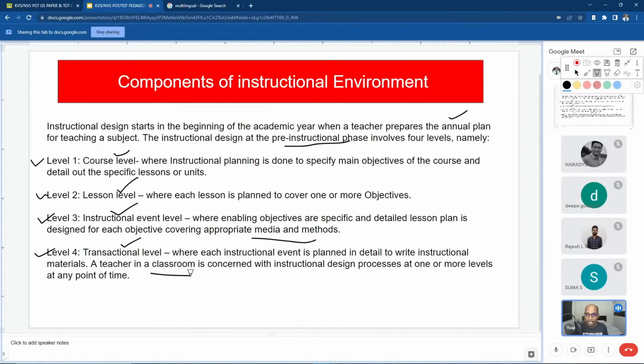A teacher in a classroom is concerned with the instructional design process at one or more levels at any point of time. So all these 4 levels are part of the pre-instructional phase. Before you go to the classroom, you have to prepare all these levels so that you can teach in an effective manner. Right? These are the components of the instructional environment.